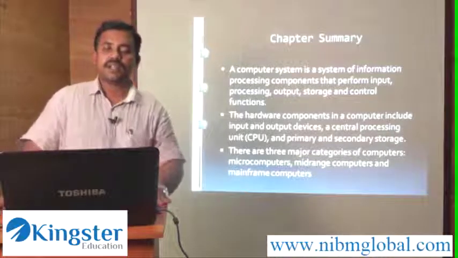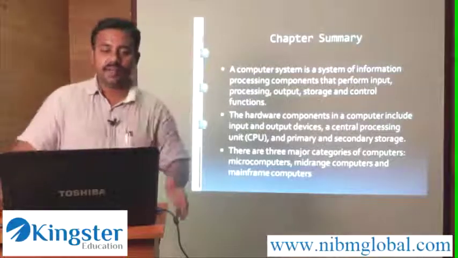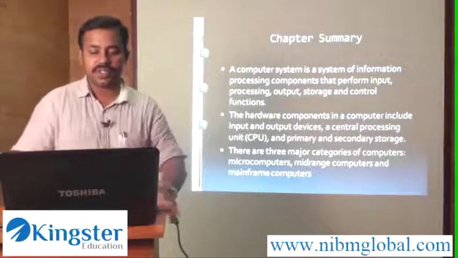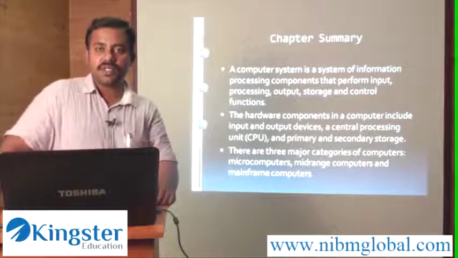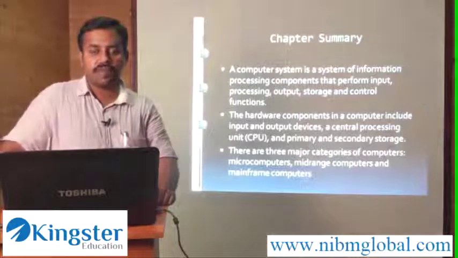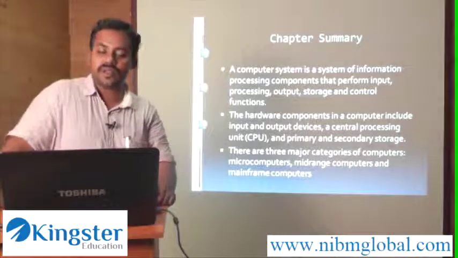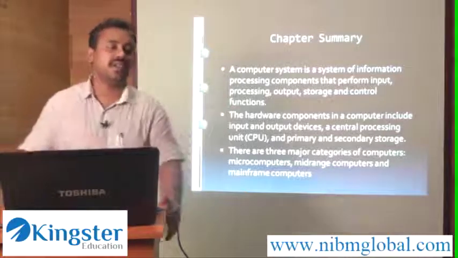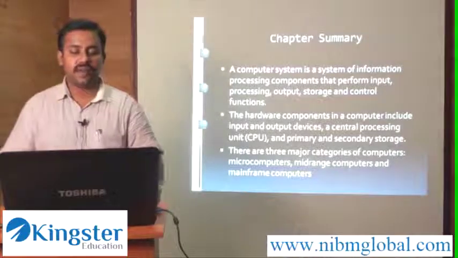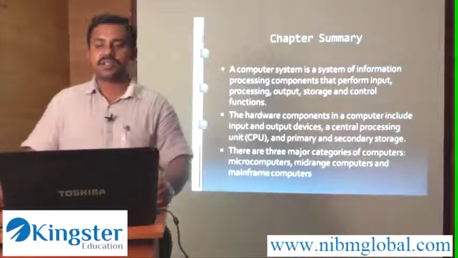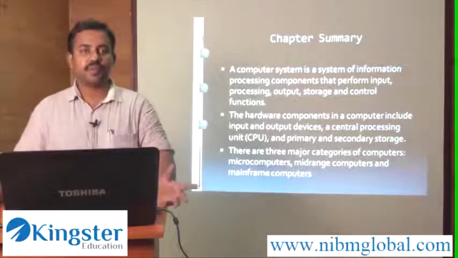To summarize what we have discussed, we have been looking into the basic hardware components of the information system. A computer system is a system of information processing components that perform input, processing, output, storage and control functions. So this is a basic entity of a computing system. It must have the capacity for input, processing, and output.